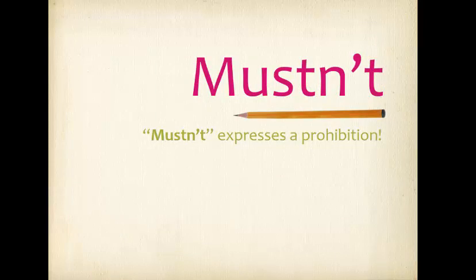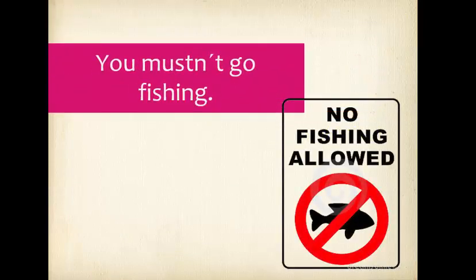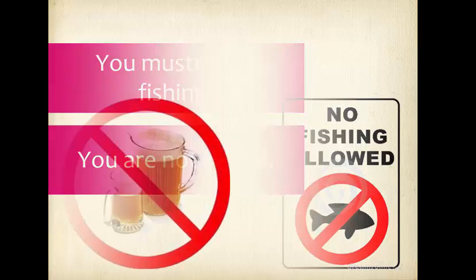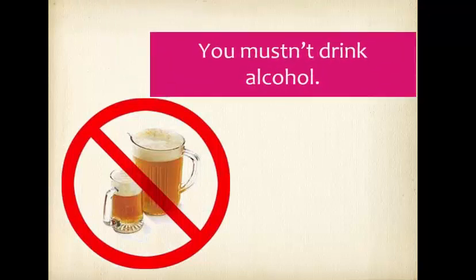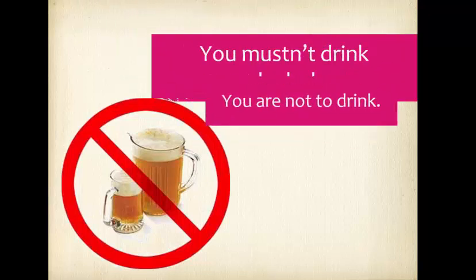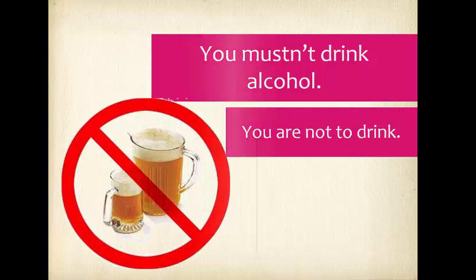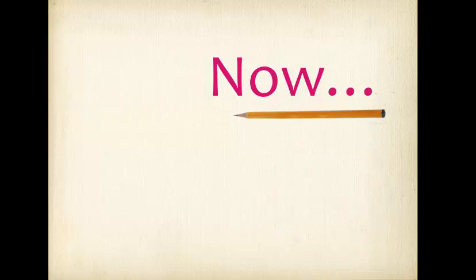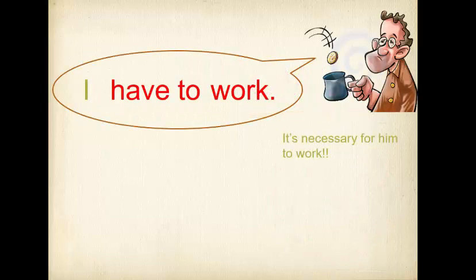Remember that mustn't expresses a prohibition. One or two examples to fix it. You mustn't go fishing in this area. Or you are not to fish in this area. You mustn't drink alcohol. You are not to drink alcohol. You mustn't take photos. Now, very, very important. When you put this one in the negative, the meaning changes a lot.